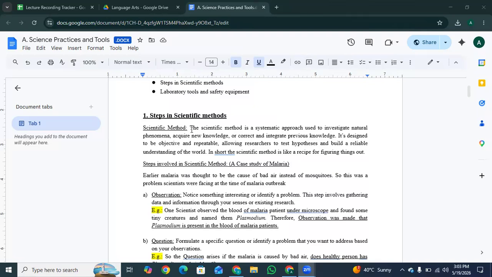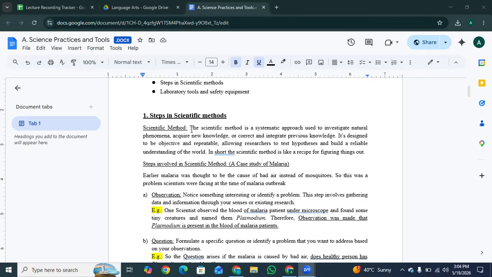The scientific method is a systematic approach used to investigate natural phenomena, acquire new knowledge, or correct and integrate previous knowledge. It's designed to be objective and repeatable, allowing researchers to test hypotheses and build a reliable understanding of the world. In short, the scientific method is like a recipe for figuring things out.